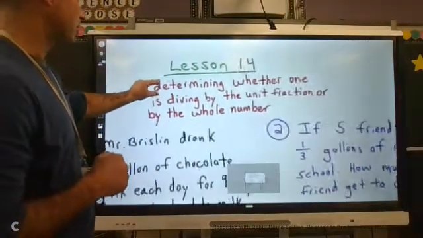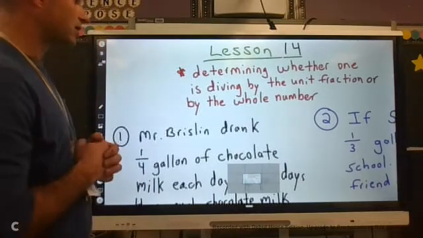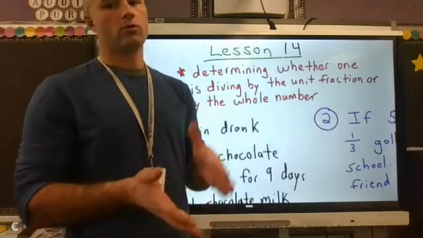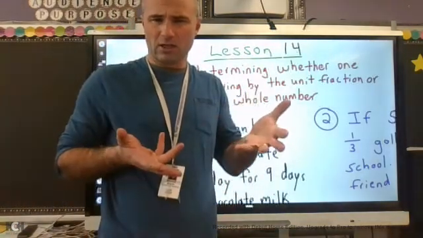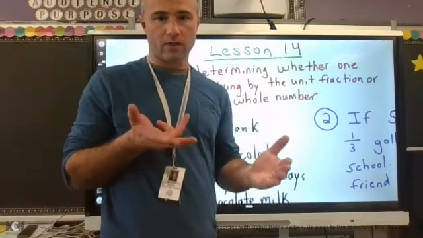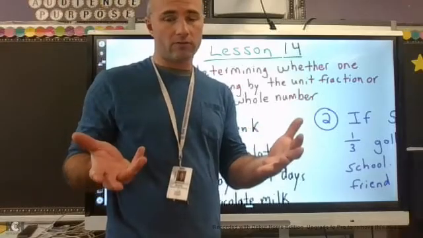In lesson 14, we are determining whether one is dividing by the unit fraction or by the whole number. So we have two different word problems, and you need to figure out, am I going to divide by the unit fraction or by the whole number? So either am I dividing by the fraction or dividing by the whole number? Depends on what I flip.